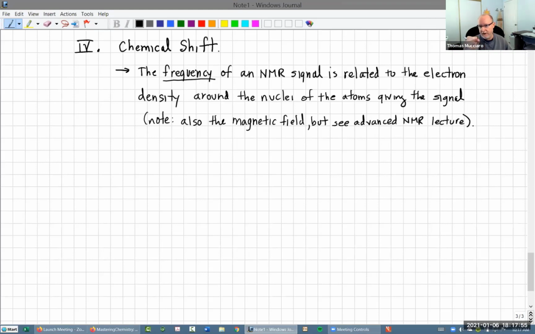So if I have a hydrogen atom, it's got an electron cloud around it, and I'm going to draw that in just a little bit, okay? That electron cloud affects what frequency it is. And the relationship is actually pretty straightforward for signals that come below about 5, okay? So here's the relationship.